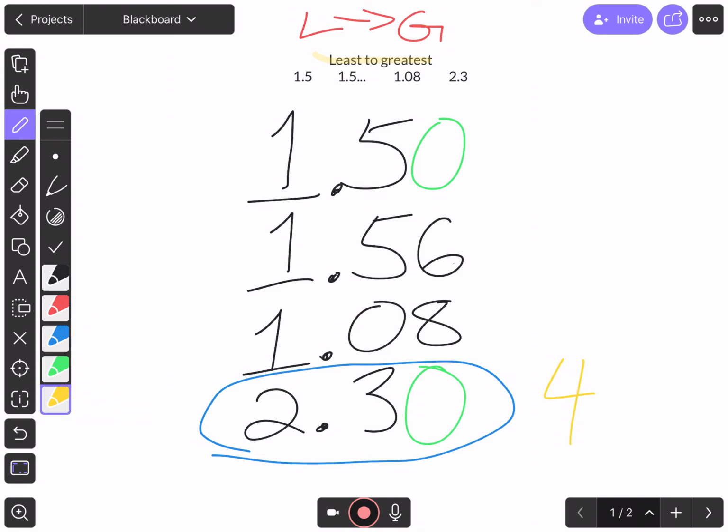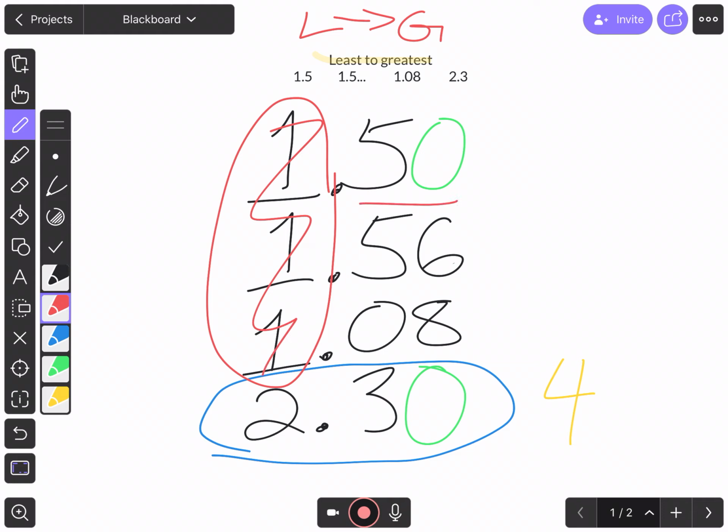If I'm going from least to greatest, that's going to be my last number, my fourth number. So now I can just focus on those other 3. They're all 1 point something, so I can almost ignore that now. If I just look at the numbers that I have left, I have 50, 56, and 8. It makes it a little bit easier to compare those.